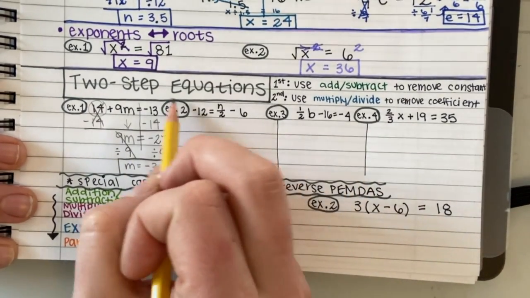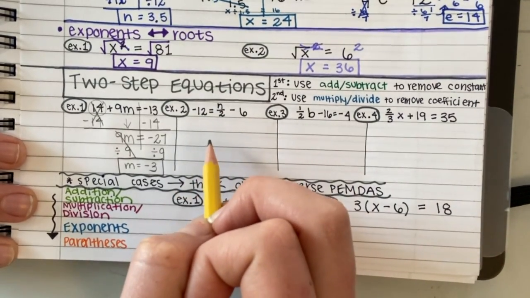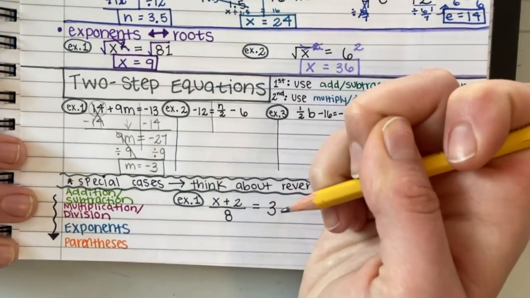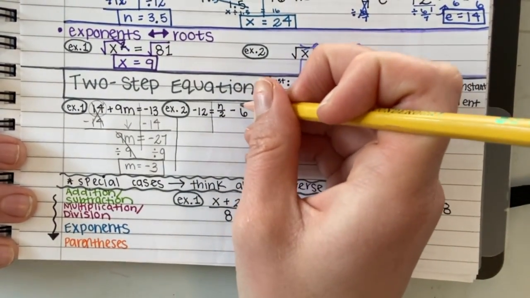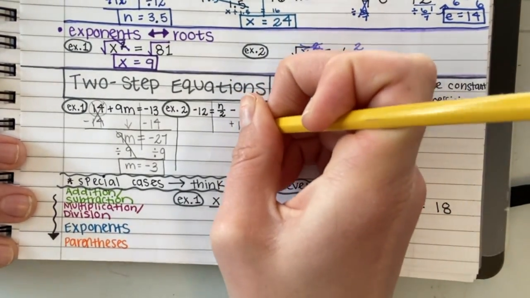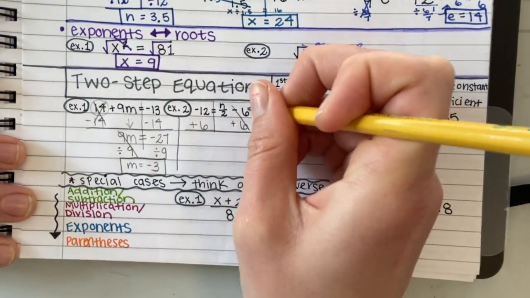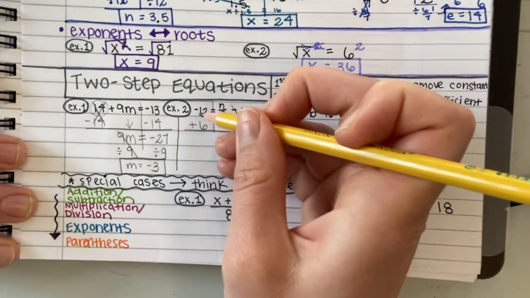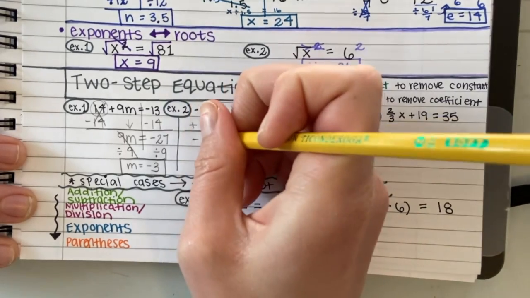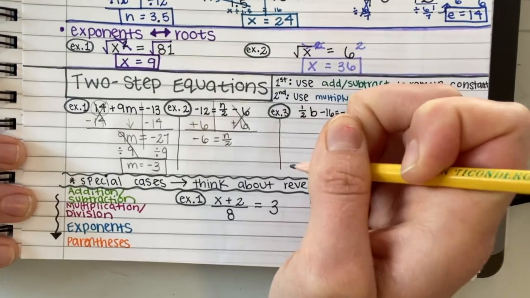So same thing for example 2. We have negative 12 equals n divided by 2 minus 6. So I'm going to draw my line. I see that there's a minus 6 on the side with our variable. So in order to get rid of minus 6, we're going to do plus 6. Those cancel each other out. I do negative 12 plus 6, and I get negative 6 equals n over 2.